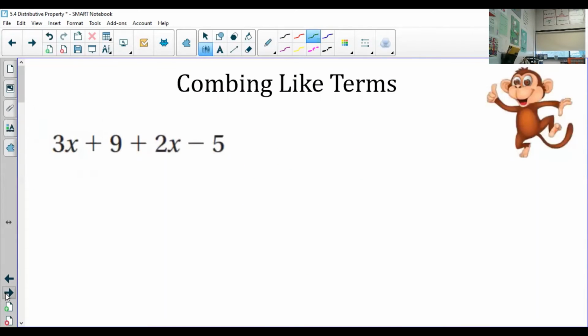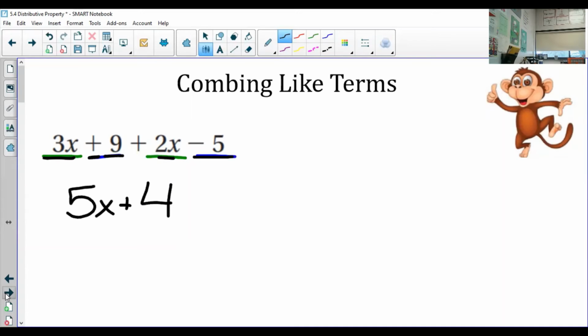Here's another example. We have 3x plus 9 plus 2x minus 5. Okay, think about this. What goes together? We have a 3x and a 2x. So we know for sure those will go together. And then I have a 9 and a minus 5. So let's combine. What are my x's? 3x plus 2x is 5x, plus, so then I have a plus 9. What's 9 minus 5? 4. So then it's 5x plus 4.